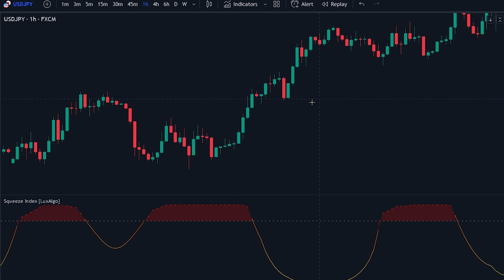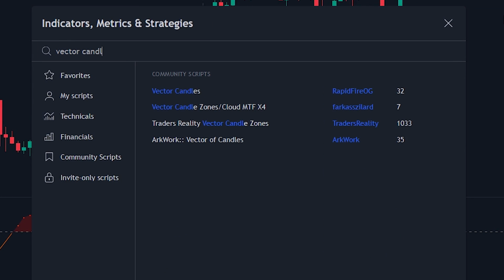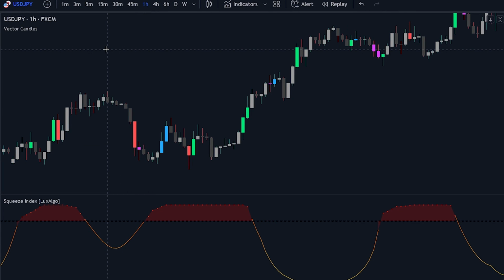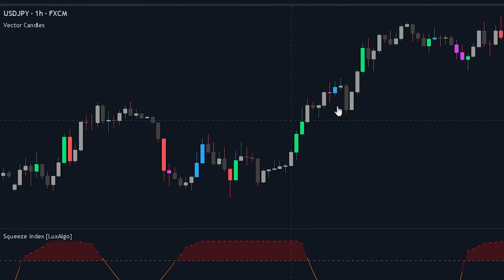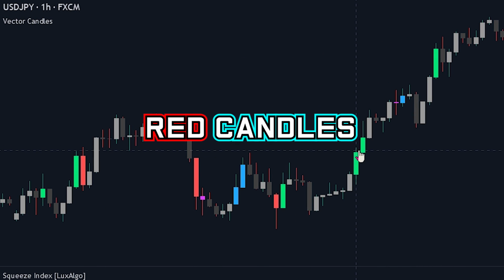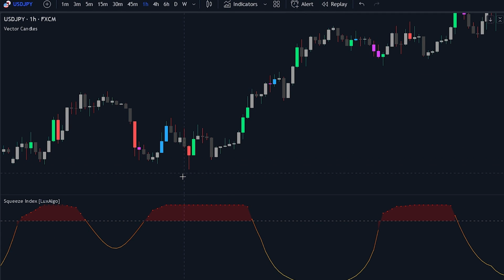We will be combining the squeeze index with the vector candles indicator. The vector candles indicator with PVSRA is designed to help traders visualize climax and above average volume candles on the chart, which can indicate potential trend reversals and significant market moves. The green candles indicate high bullish volume and the red candlesticks indicate high bearish volume. This means that we can use these candlesticks to determine the breakout direction.